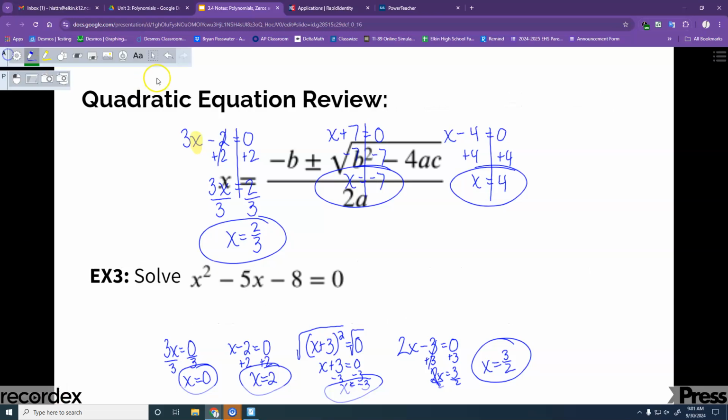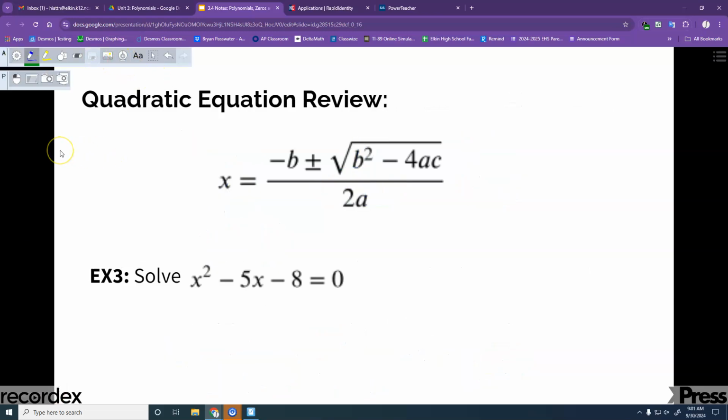All right. There is something that we must recall how to do. It is the quadratic equation, so this is a Math 2 topic. -b plus or minus the square root of b squared minus 4ac, all over 2a. That is your quadratic formula.